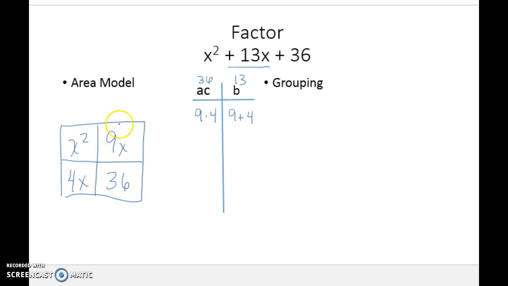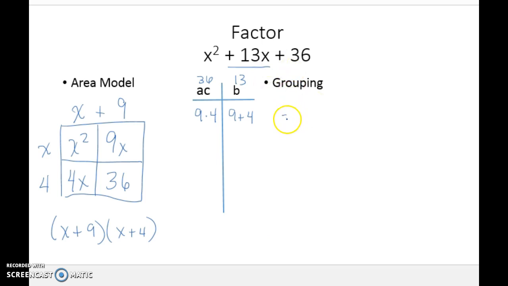Then we factor out from each column, factor out from each row. So x squared and x, I can factor out an x. 9x and 36, we can factor out a 9. It's positive. And then each row, I can factor out an x here. And then 4x and 36, we can factor out a 4. So these are my 2 binomial factors, x plus 9 and x plus 4.